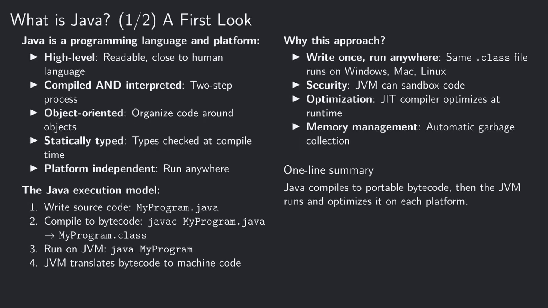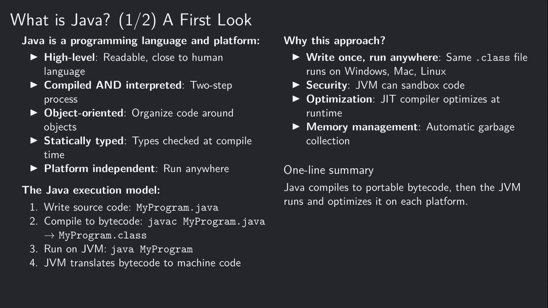Java is both a programming language and a platform, and that's a key distinction. As a language, it's high level. You write code that's readable and structured, not raw machine instructions. It's object-oriented, meaning we organize code around objects and classes, which is not just style. It affects how state and shared data are structured, and that becomes important in concurrent programs. Java is also statically typed, so the compiler checks types early.